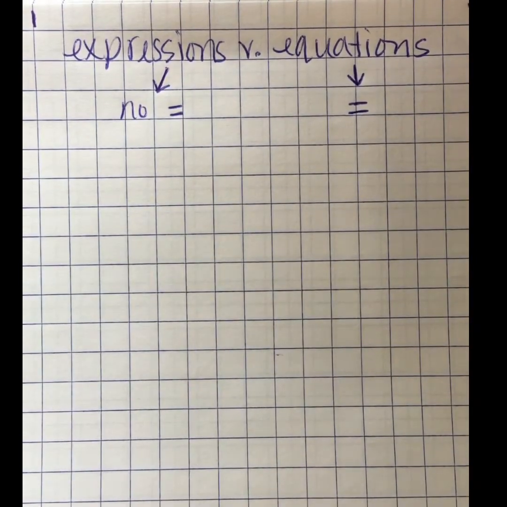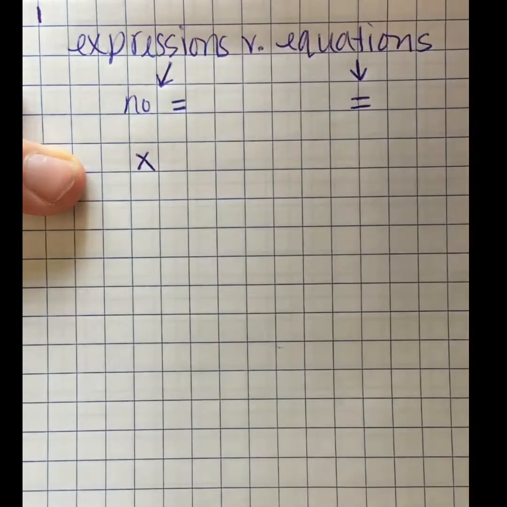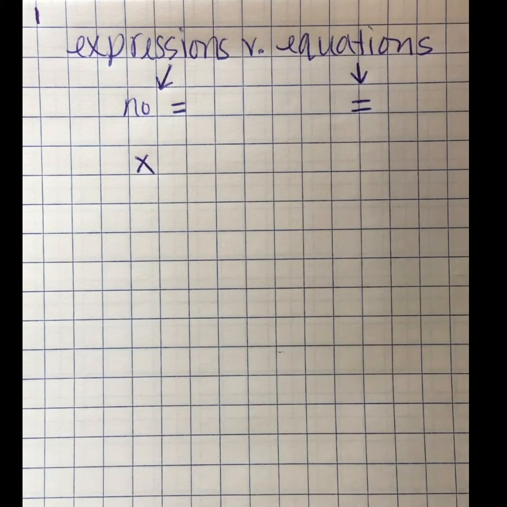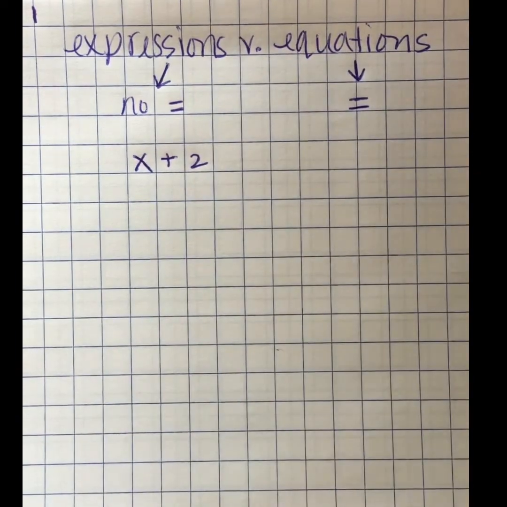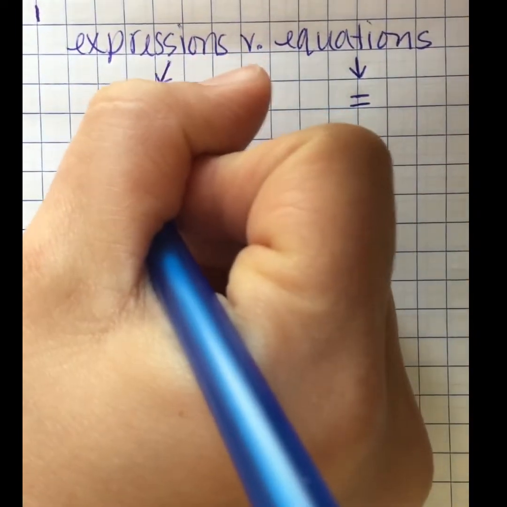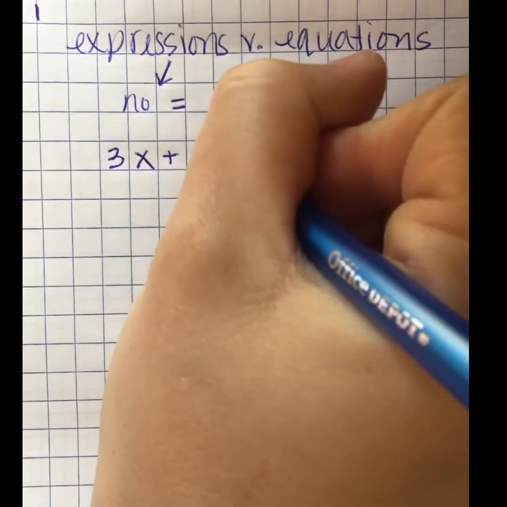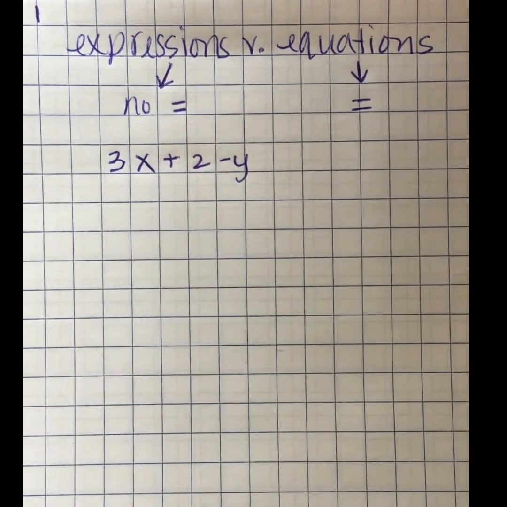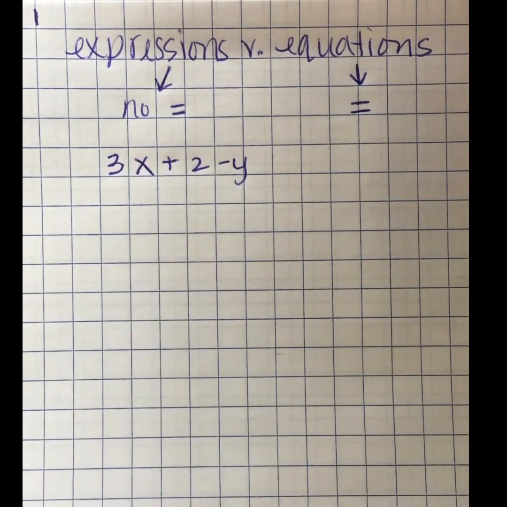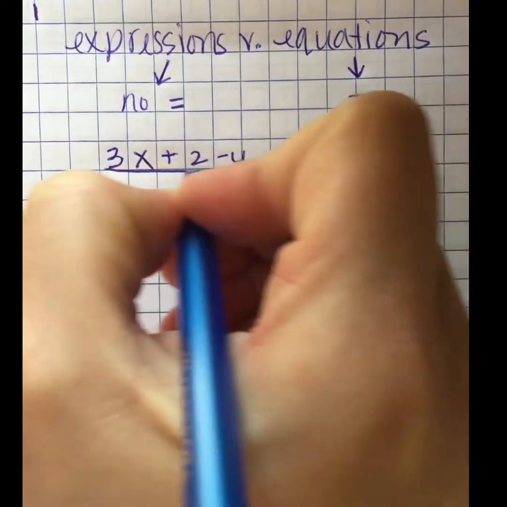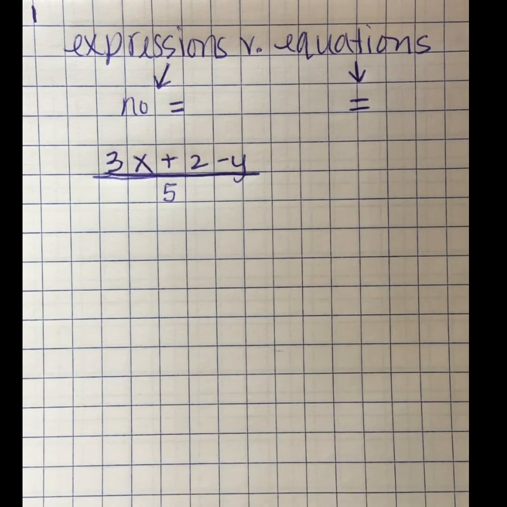So here are some examples of some expressions. It could be as simple as just the letter x, or you could complicate that and do something like x plus a number. We could make it really fancy and do 3x plus 2, all sorts of things. But we could even add a second variable if we wanted to. Okay, so it doesn't really matter as long as there is no equal sign. You could even put it over and divide by a number. Okay, so that is even an expression.